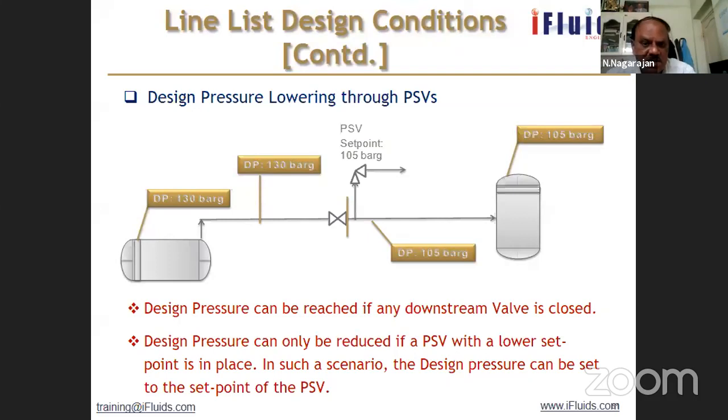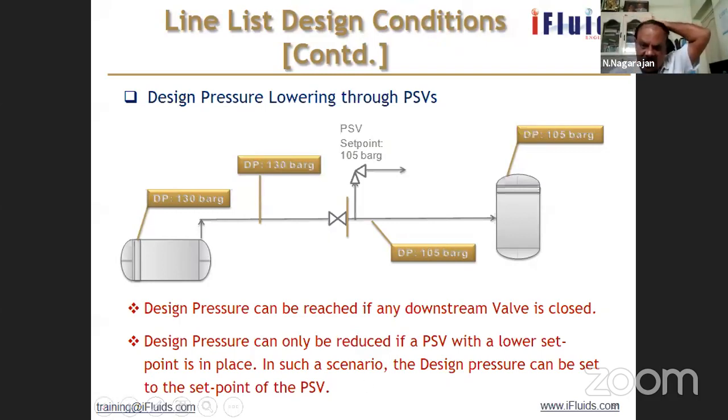Through PSVs, you see 130 bar is the pressure in this vessel. So it will go up to this first isolation valve. Then we have a relief valve set at 105 bar. When the pressure reaches 105, it will open and release. So after the safety valve, you can see the design pressure is 105 bar for the line and equipment. This vessel is 130 bar.